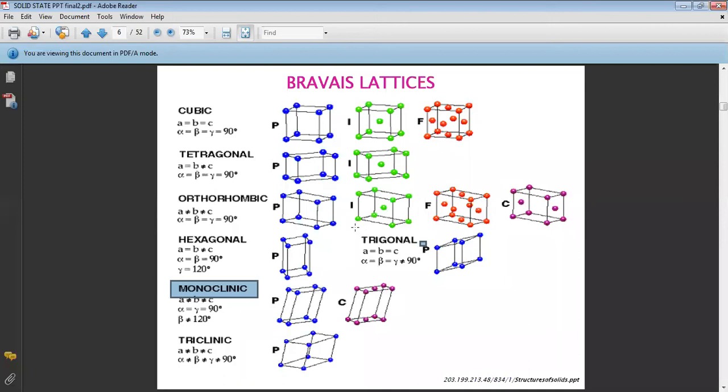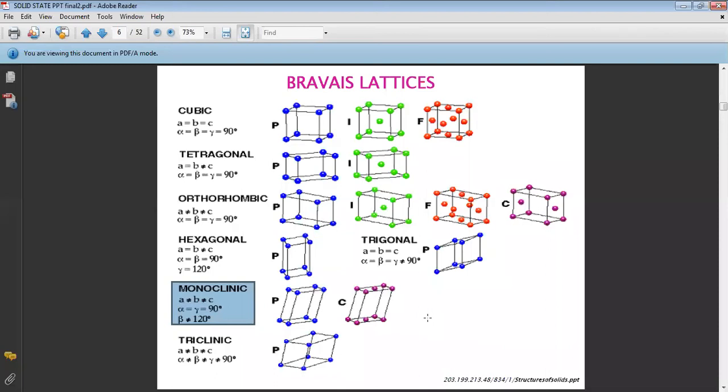Next go for trigonal system. So where A is equal to B is equal to C. Alpha, beta, gamma are equal but not equal to 90. Only one type of lattice is there. Come to the next one, monoclinic. There the 3 lengths are different. A is not equal to B is not equal to C.